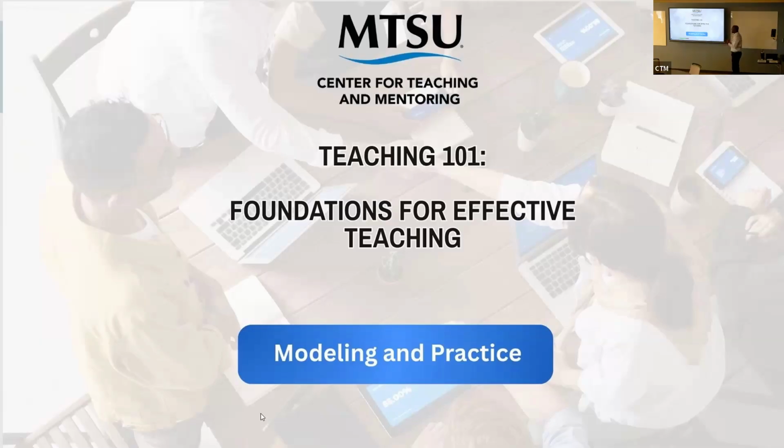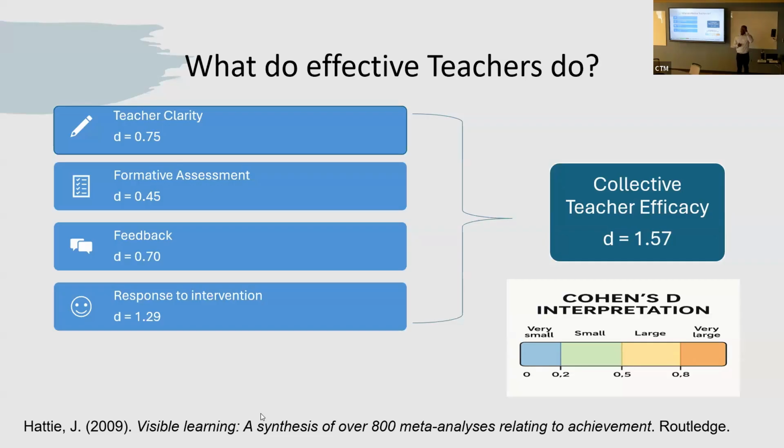So today we are talking about modeling and practice as principles of effective teaching. We are continuing to ask ourselves the fundamental question, what do effective teachers do? In our previous session, we listed some of these things from research that effective teachers do. We talked about teacher clarity in our previous session, explaining a challenge. Today, we will touch a bit on teacher clarity and a little bit on formative assessment.